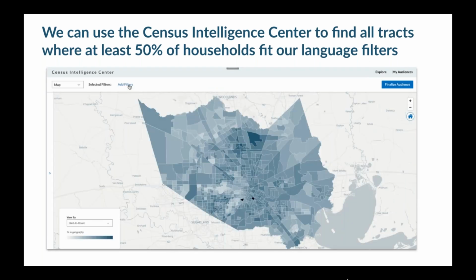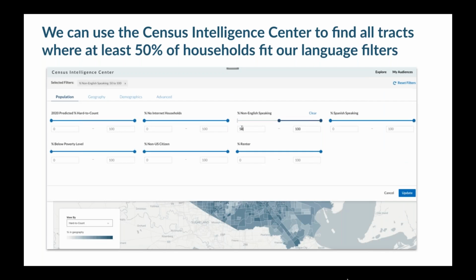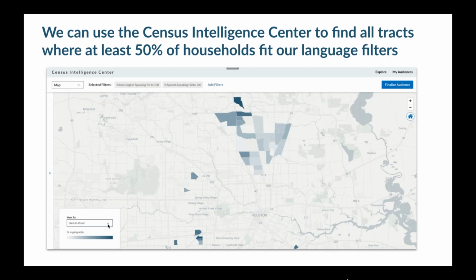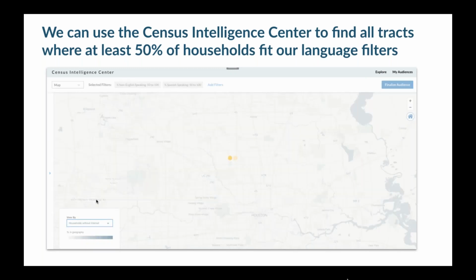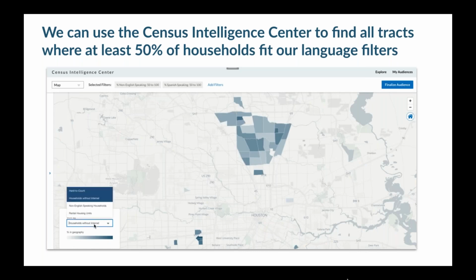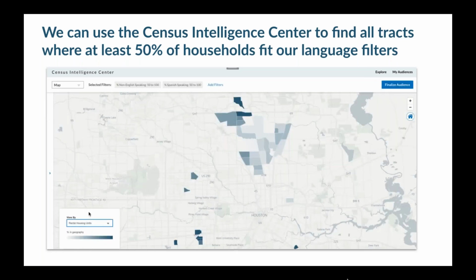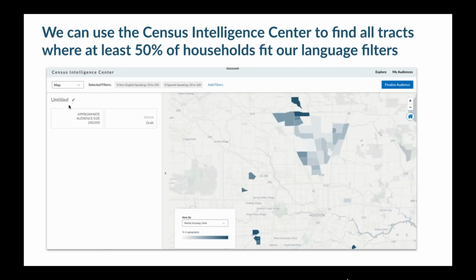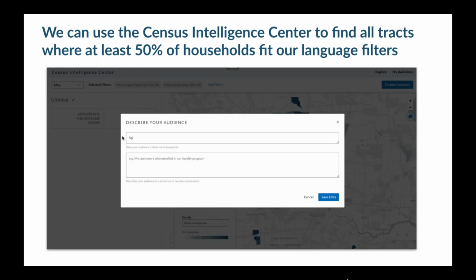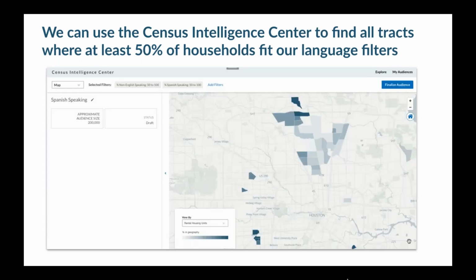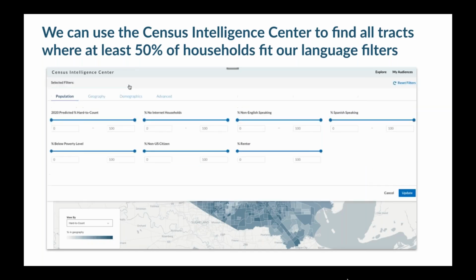Thinking about this Spanish-speaking population, I'm going to use two filters to define the tracts that we care about. All census tracts where the percent of households that are non-English speaking is 50 or above, and where the percent of people who are specifically Spanish speaking is also 50 or above. You can see in this video that after applying those two filters, we're left with just the set of tracts where we meet these two criteria. That's obviously much smaller than all of Harris County, so now we can really focus in.